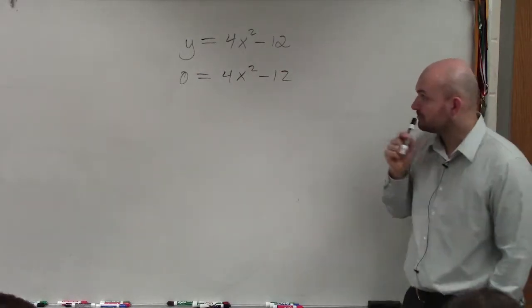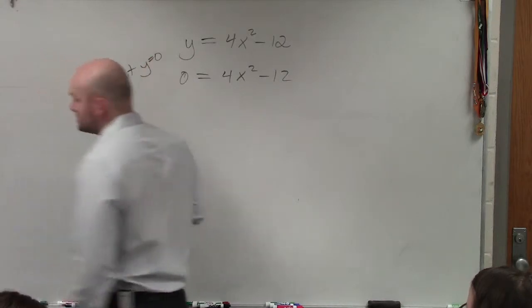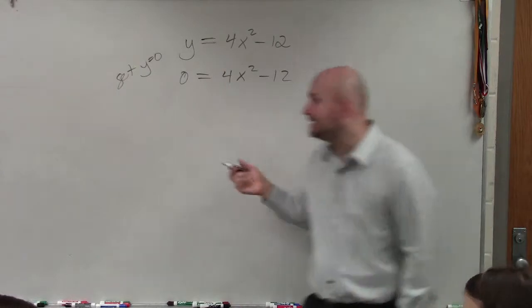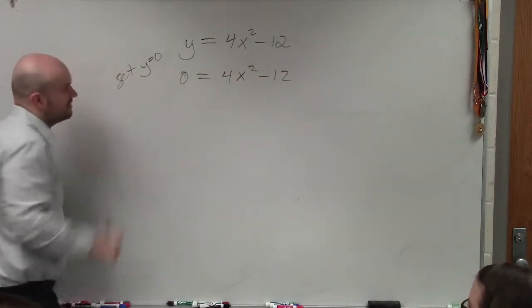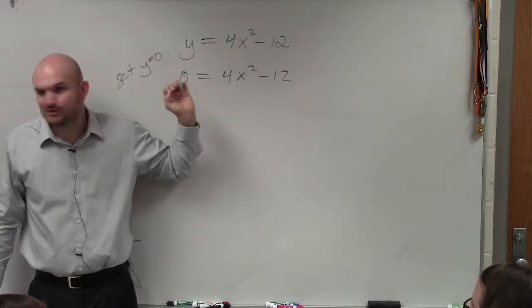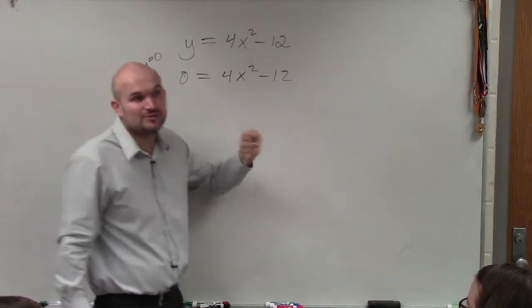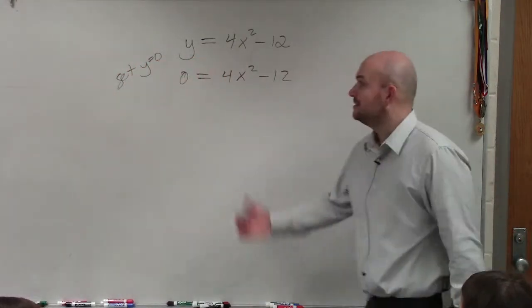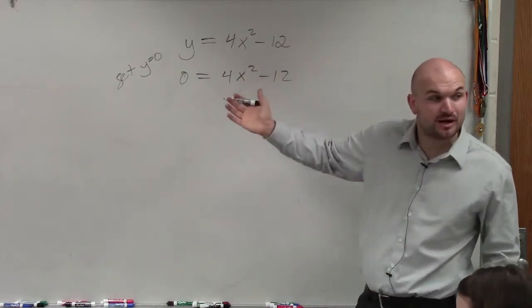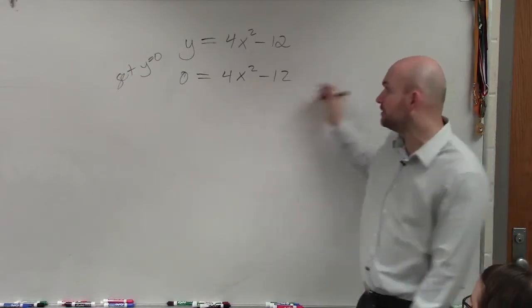OK? So set y equal to 0. You put a 0 in for the y. Now, the next thing is, ladies and gentlemen, there is only one variable, x squared. This is the only time that we're going to be able to do this. So this is called the square root method. I would recommend, when you can use the square root method, to use it. Because there's only one x, there's only one variable. Solve it just like you would solve an equation.